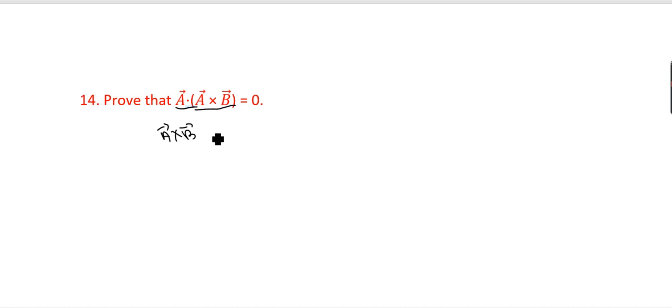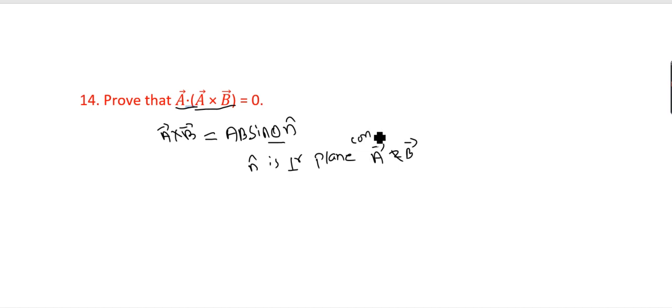As it is a vector product, we can write it as AB sin theta into n cap, where theta is the angle between A and B vector and n cap is a unit vector which is perpendicular to the plane which contains A vector and B vector.